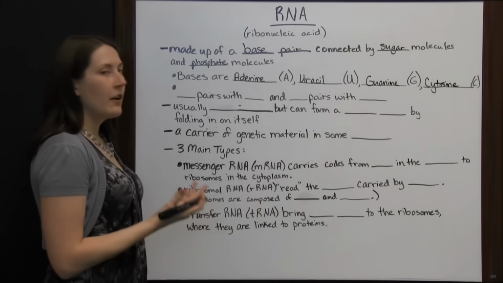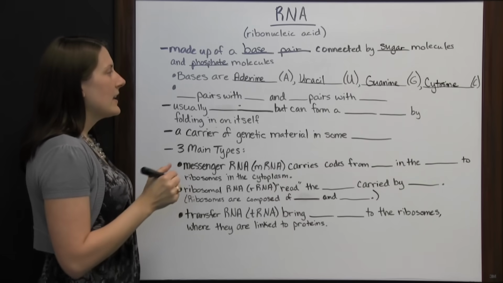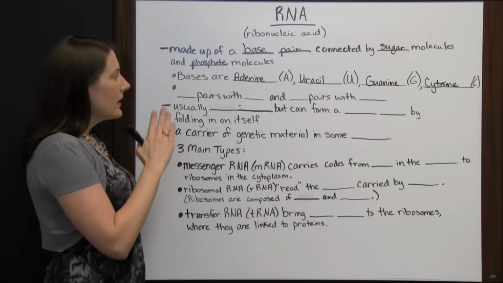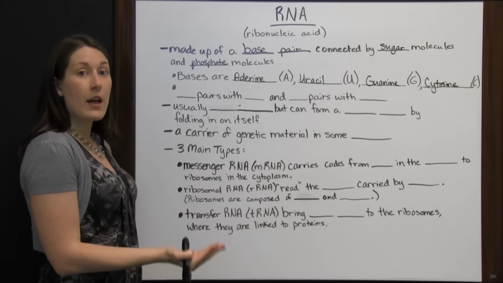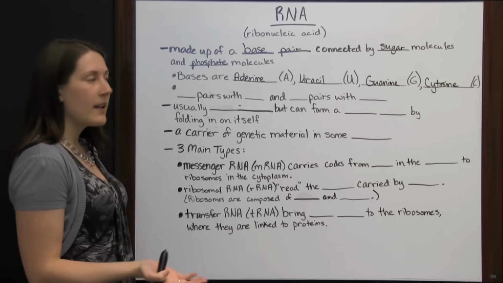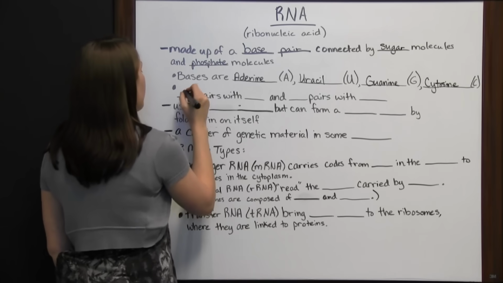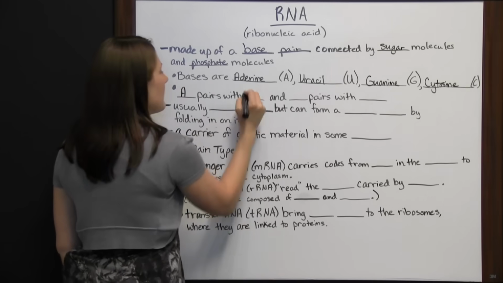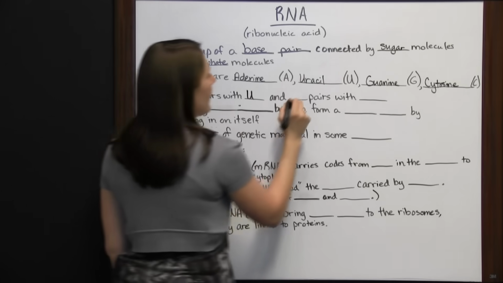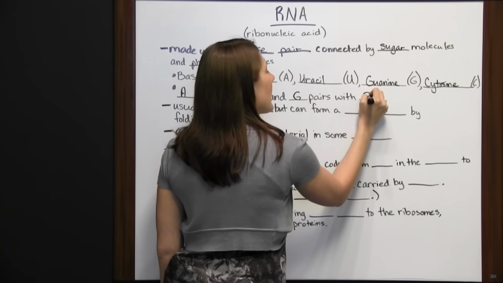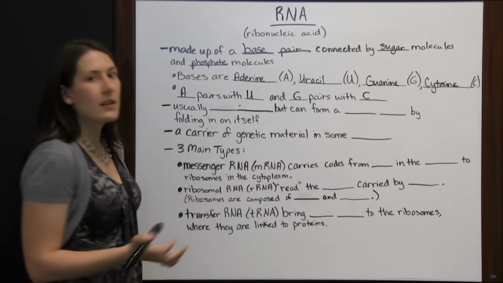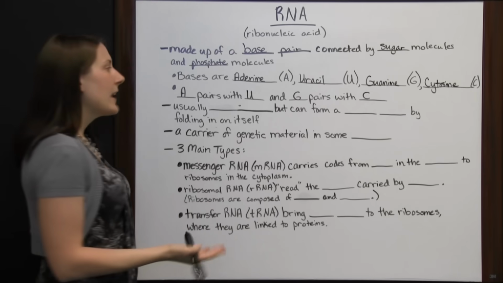Similar to DNA, they're going to pair with each other, and each one is only going to pair with one other base. They can't pair with any of the other three. So adenine pairs with uracil, and guanine pairs with cytosine. Guanine and cytosine also pair in DNA.